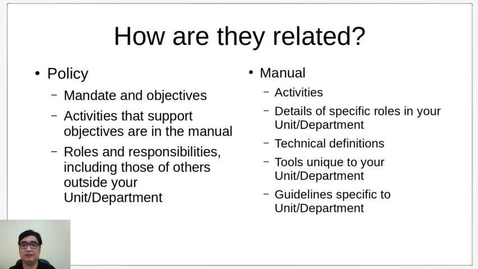So for instance, if you have specific requirements for a nurse 1, nurse 2, nurse 3, then it can be placed in the manual instead of in the policy. Technical definitions that are applicable only to your unit or department can be placed in a manual, as well as tools and guidelines. So for tools, for instance, if you have an evaluation tool that only your department uses, or if you have a set of guidelines that are specific to your activities, then you can place it in the manual.